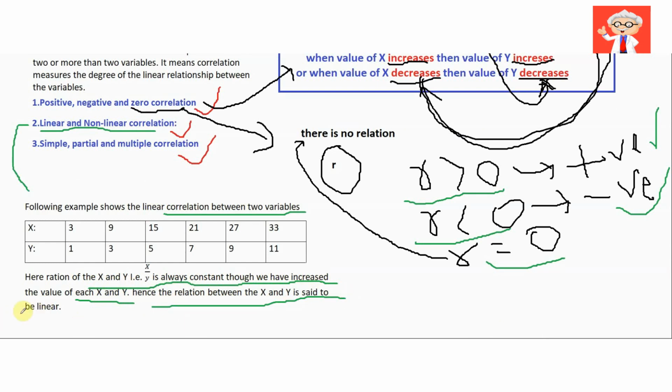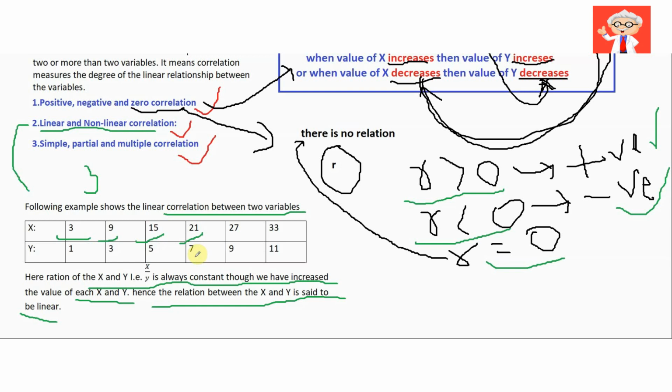said to be linear. It means when we divide 3 by 1, we will get 3, and when we divide 9 by 3, also we'll get 3. When we divide 15 by 5, also we'll get 3, and when we divide 21 by 7, also we'll get 3. Each and every time we are getting 3, which means the ratio of the two variables is always yielding the same constant value even though we have increased the value of x and y.